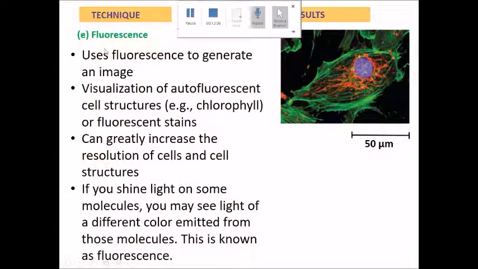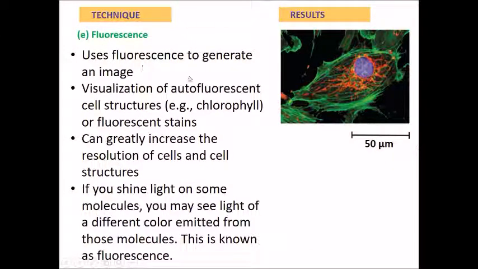And then next we have the fluorescence technique, in which fluorescence is used to generate the image, as you can see here, with visualization of autofluorescent cell structures using fluorescent stains. This technique can greatly increase the resolution of cells and also cell structures. So if you shine light on some molecules, you may see light of a different color, as you can see here, being emitted from those molecules. Different molecules emit different colors. This is known as fluorescence.